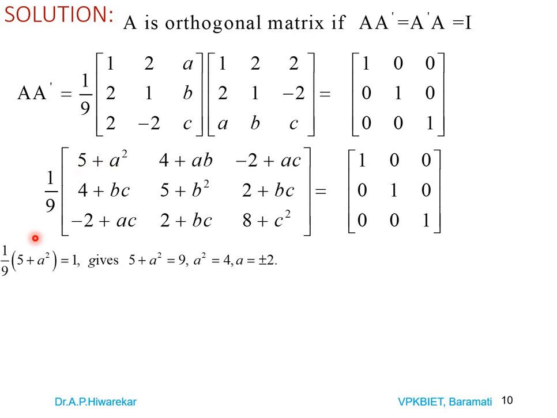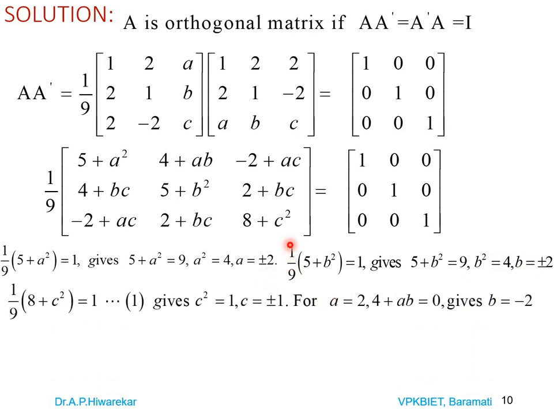So we get from this, 1/9 of 5 + a squared is 1. That gives 5 + a squared as 9. So that gives a squared as 4, means a is plus minus 2. In a similar way, 1/9 of 5 + b squared is 1. That gives 5 + b squared as 9. b squared is 4, means b is plus minus 2. Similarly, if you consider the diagonal element, 1/9 of 8 + c squared is 1. That gives c squared is 1, means c is plus minus 1.